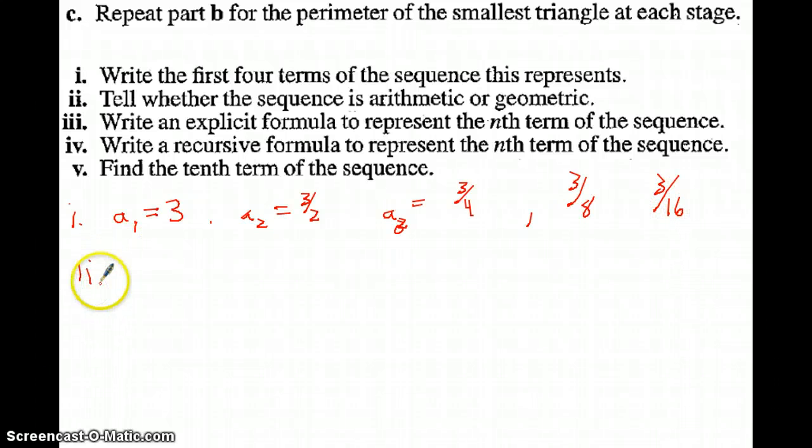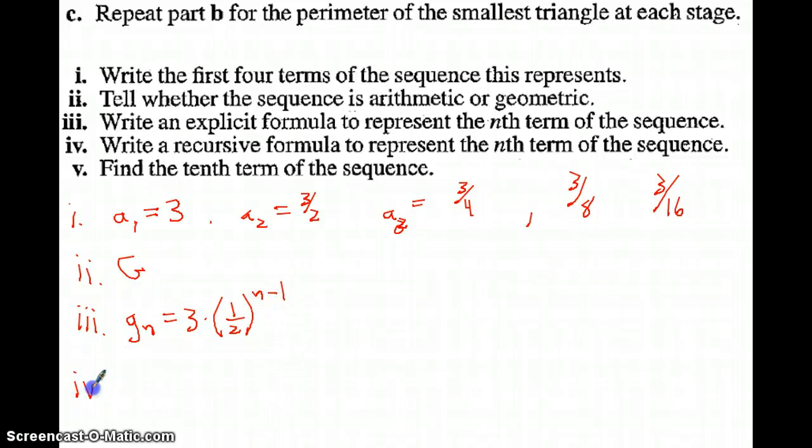Tell whether the sequence is arithmetic or geometric. Again, if I'm going half, half, half, half, half, half, that's geometric. I got a minute and a half. I can do this. Explicit formula, g sub n. It's geometric, so I want g sub 1 times the ratio, which is half, to the n minus 1. Explicit, the first term is 3.